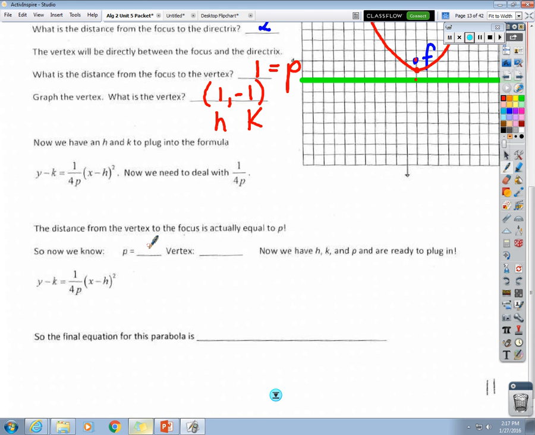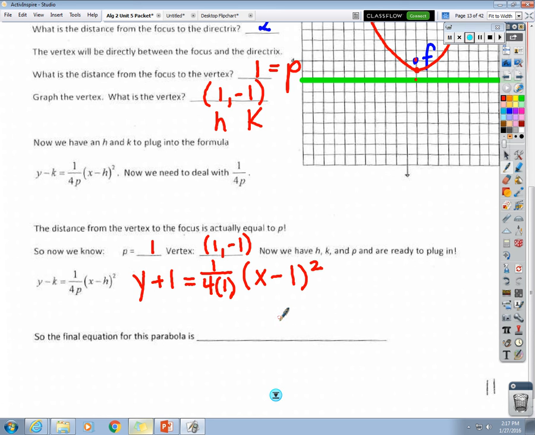So what is the p-value? 1. What's the vertex? (1, -1). Okay, so now look, here's the equation we're using. So let's do it. y minus k. Well, what is the k? So what will happen? y minus -1. y plus 1 equals 1/4 times the p-value. What is the p-value? 1 times (x minus the h value, which is 1) squared.